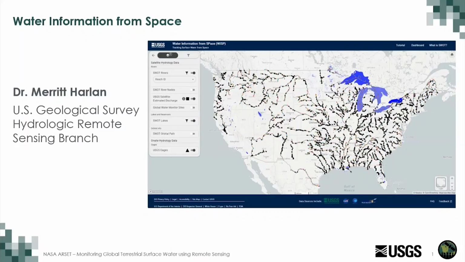Hello, my name is Dr. Merritt Harlan. I'm a research hydrologist with the U.S. Geological Survey Hydrologic Remote Sensing Branch, and today I'm going to be talking about a new USGS data portal, Water Information from Space.